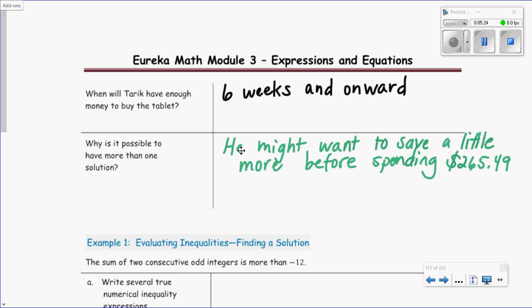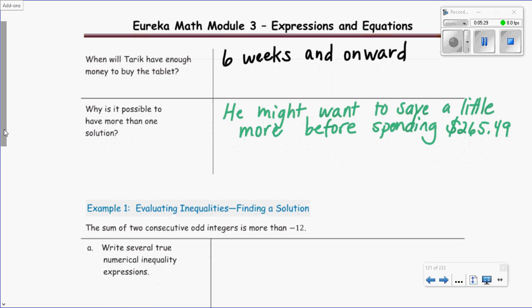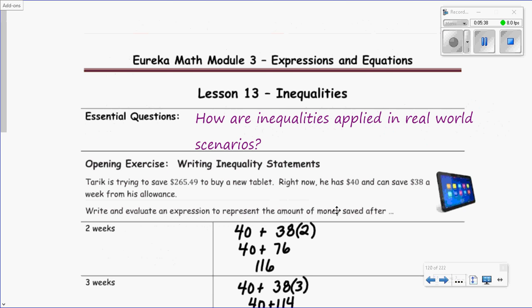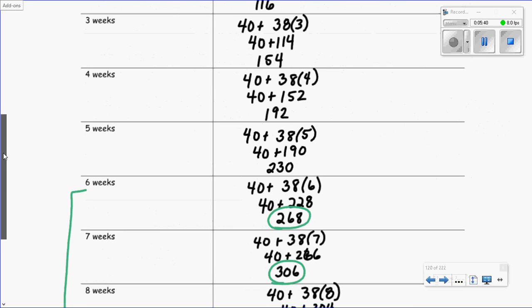Okay, so that's why it's at least 6 weeks. At least 6 weeks. Okay, so that's just kind of a quick introduction of inequalities in the real world. So he's trying to say, okay, how many weeks do I have to wait? Well, the minimum that he can wait is 6 weeks.